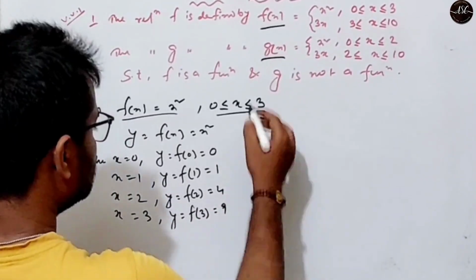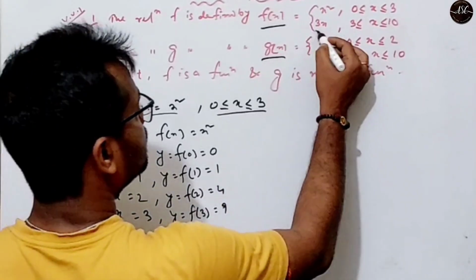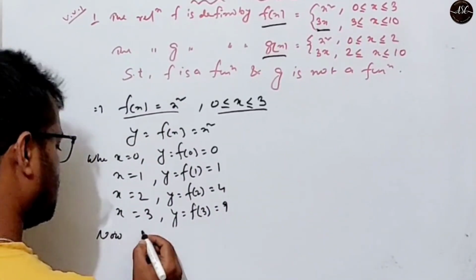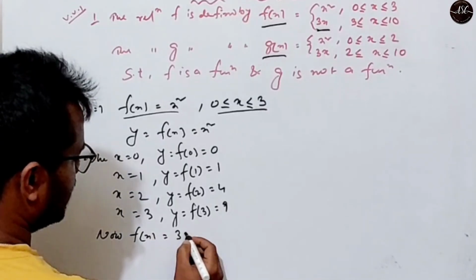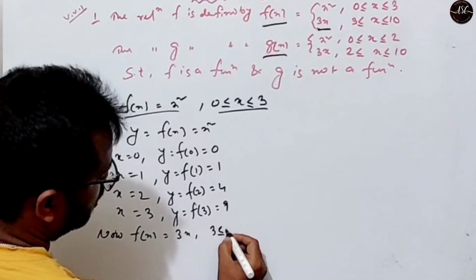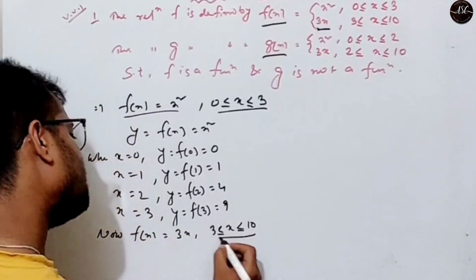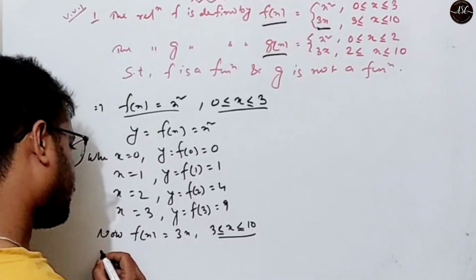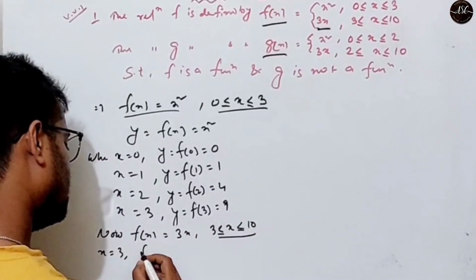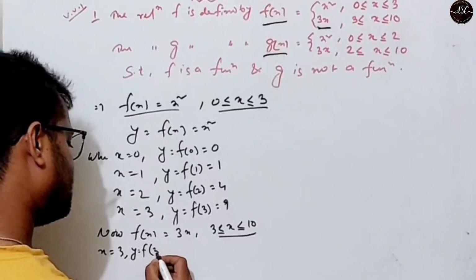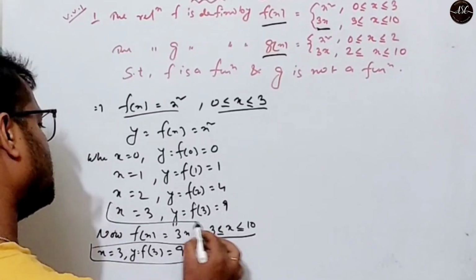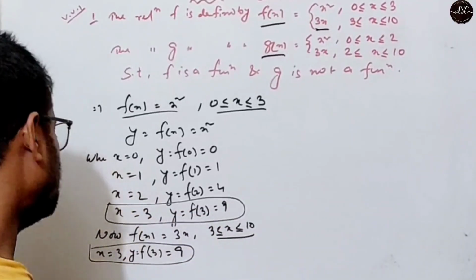And there is another equation. Now fx equal to 3x where 3 less than equal to x less than equal to 10. That means the value of x from 3 to 10. So now putting this value, x equal to 3, y equal to f3, that means 9. So this value is equal to this value, there is no problem.